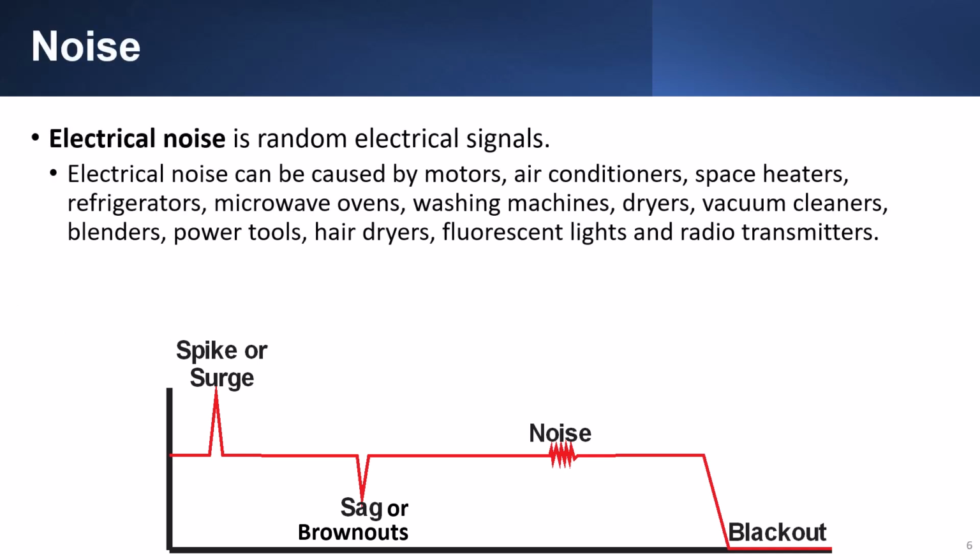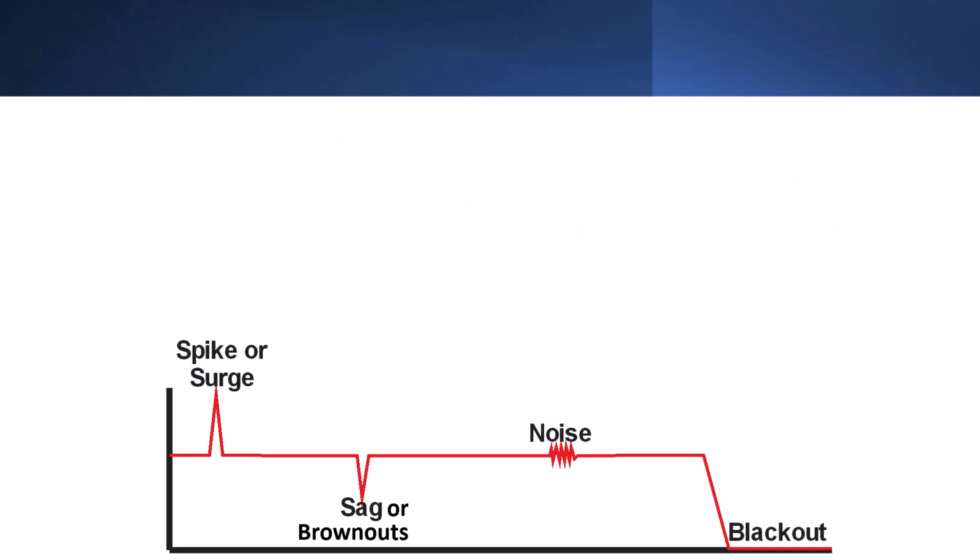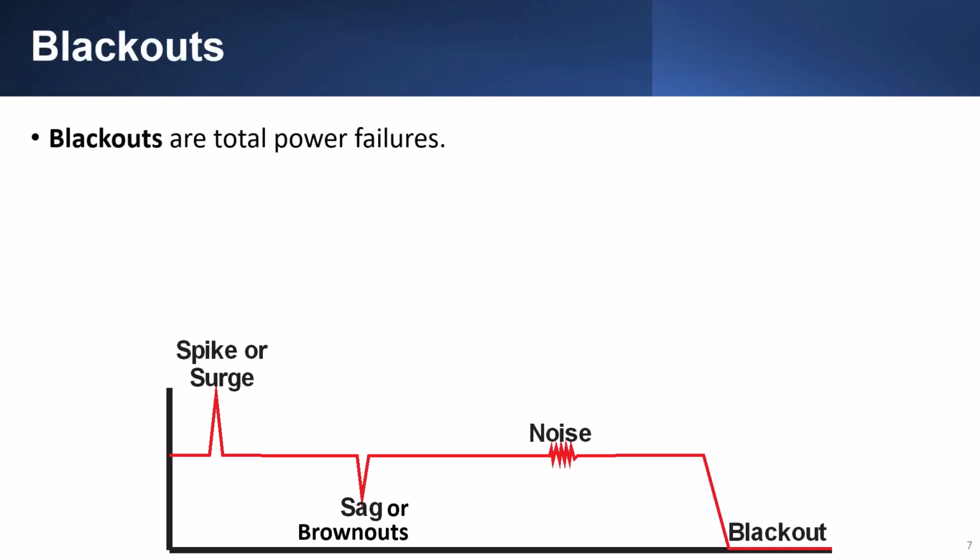Electrical noise is random electrical signals. Electrical noise can be caused by motors, air conditioners, space heaters, refrigerators, microwave ovens, washing machines, dryers, vacuum cleaners, blenders, power tools, hair dryers, fluorescent lights, and radio transmitters. Blackouts are total power failures.